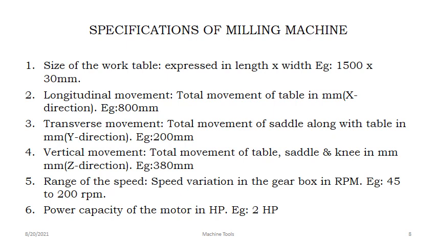And the fifth point, range of speed. This is the speed variation in the gearbox in RPM, revolutions per minute. For example, the range given is 45 to 200 RPM. And the power capacity of the motor is in HP, horsepower. For example 2 horsepower, or 4, 5 or 7 horsepower, depending on the specification. On that basis you have to select the motor capacity in horsepower. So these are the 6 very important specifications for a milling machine.